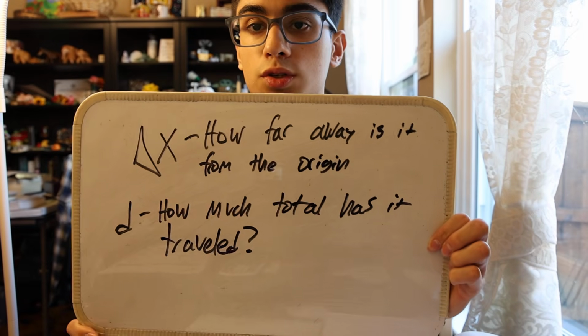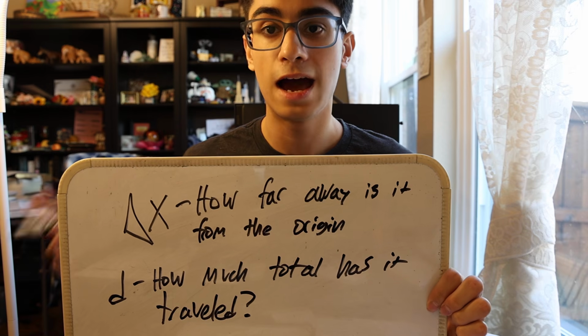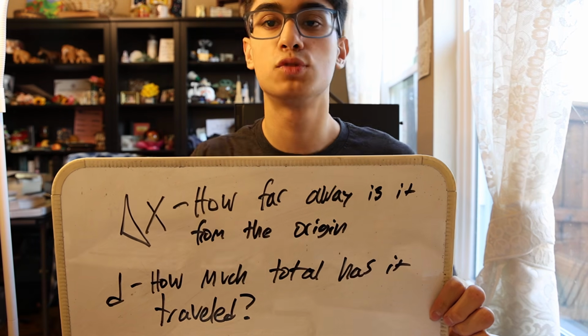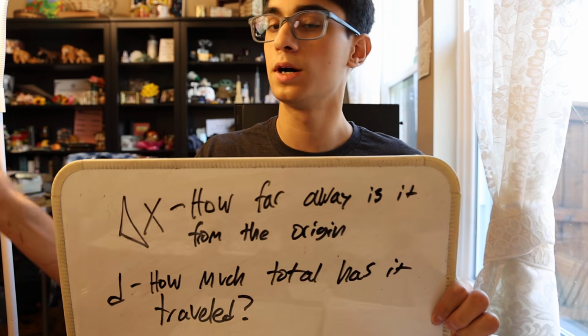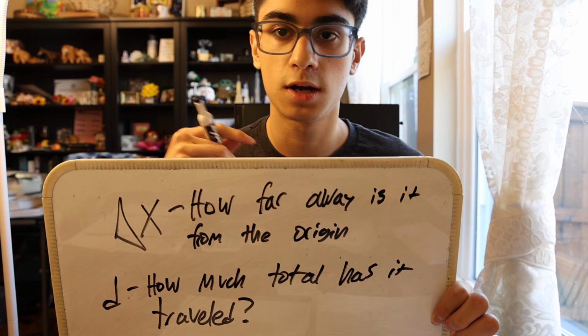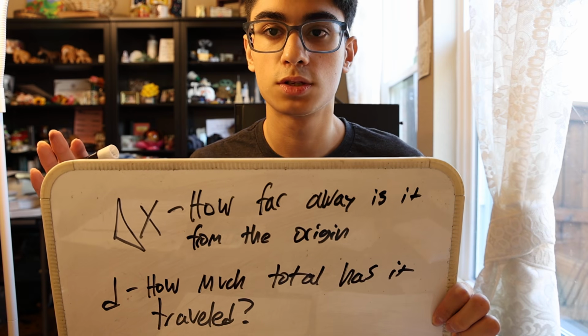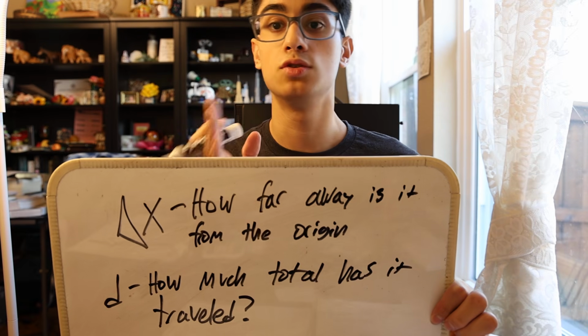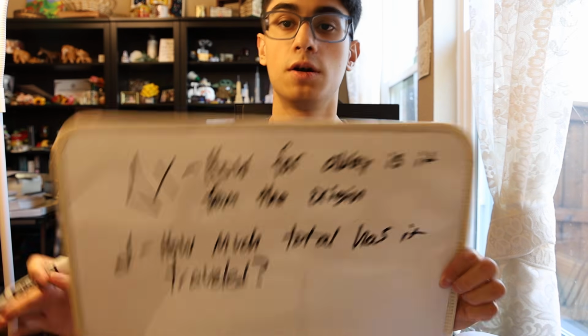So these are two questions I want you to ask yourself. When you're doing displacement, how far away is it from the origin? When you're doing distance, how total has it traveled, right? It went 2 miles there, 2 miles back, 2 miles there, 2 miles back, 5 miles there. What's the total distance, right? For displacement, how far away am I from the origin? That's distance and displacement. So next, let's move on to, I have a cool little fun experiment.